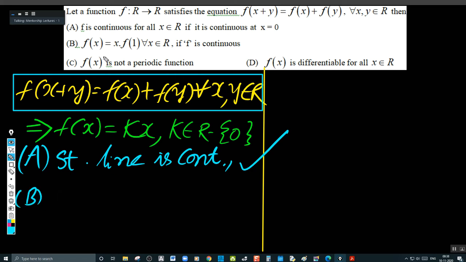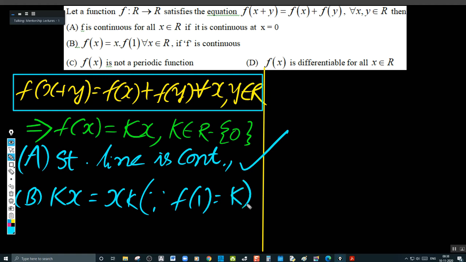And B, f of x equal to x into f of 1. What is f of x? We have taken kx. What is x? He has given x. What is f of 1? K again. Just check it out. K. So it is satisfied. Coming to C. Fx is not a periodic function. Yes, of course, because it is a straight line passing through the origin. Not periodic.